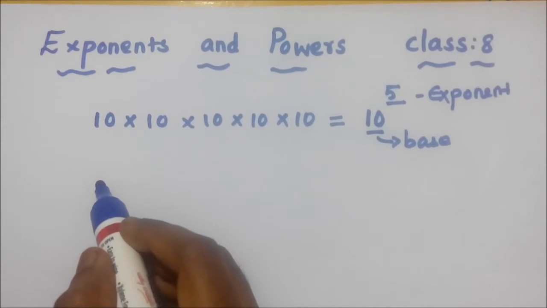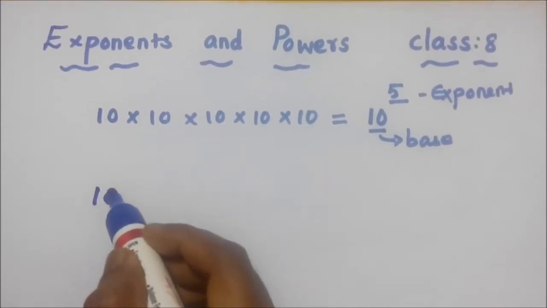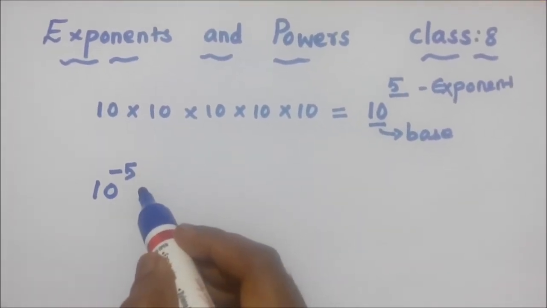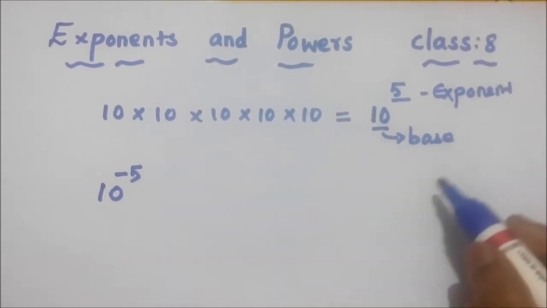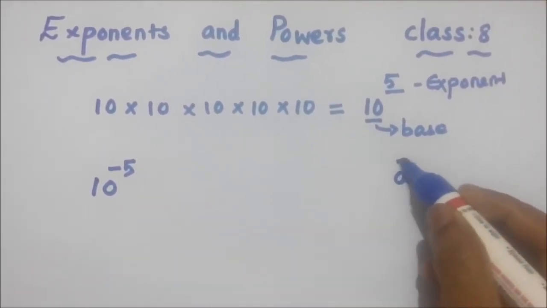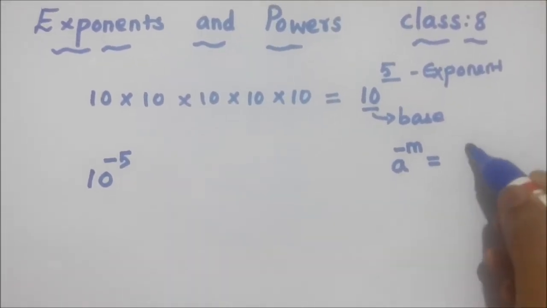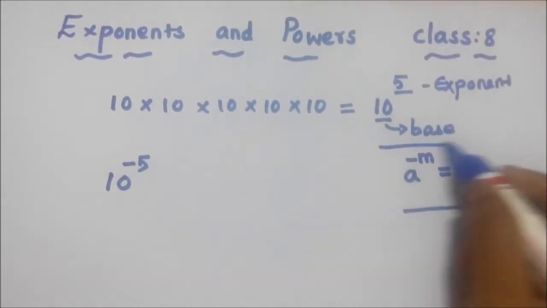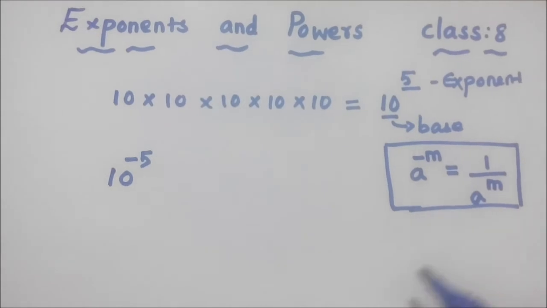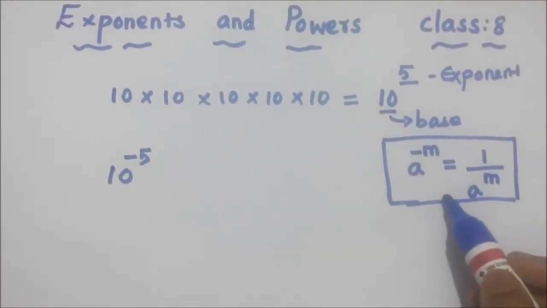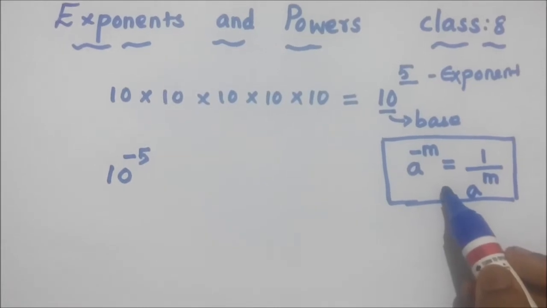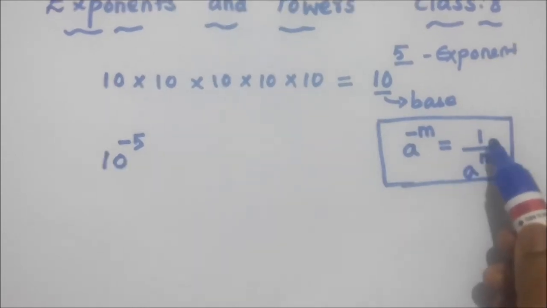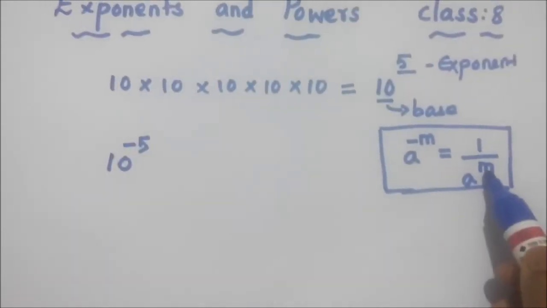Now coming to the negative exponent, suppose we have a number 10 raised to the power minus 5. So how can we write the standard form? We have a rule: a raised to the power minus m is equal to 1 upon a raised to the power m. This rule we need to remember to do the sums. The whole chapter is based on this rule only. So students, you need to remember this rule. a raised to the power minus m is equal to 1 by a raised to the power m.